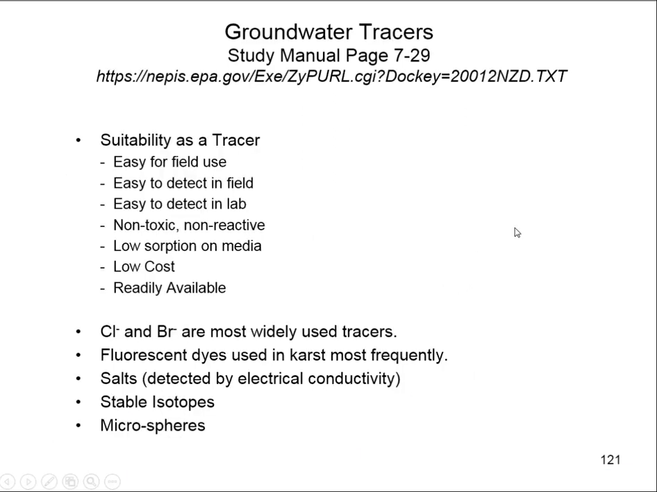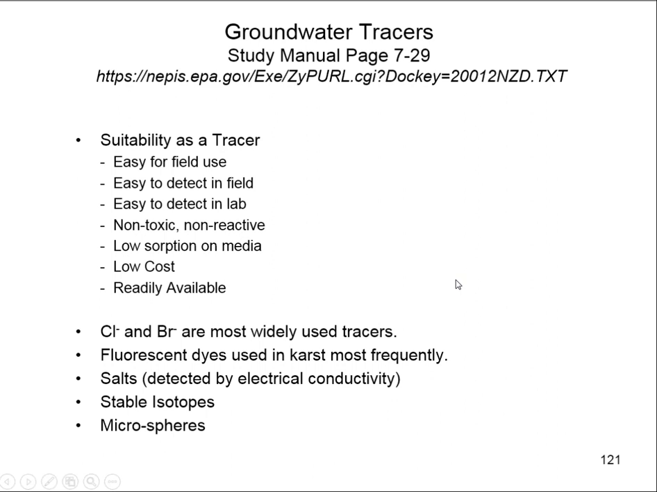And then I'm going to put a tracer into one of the wells and see when it shows up at a down gradient well. The things that are suitable for tracers: it's easy to use and detect, both in the field and the lab, it's non-toxic, doesn't react, doesn't adsorb onto the soil, and it's cheap and readily available. The things that meet all of those criteria are the chloride and bromide ions, so they're the most widely used tracers.